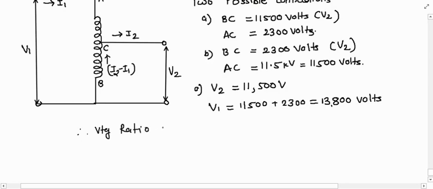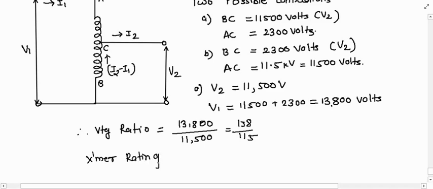So what is the voltage ratio? Voltage ratio equals primary voltage divided by secondary voltage. What is the secondary voltage? In the first possible connection, it is 11,500. So it will be 138 by 115, right? What is the transformer rating? Transformer rating is 100 kVA.